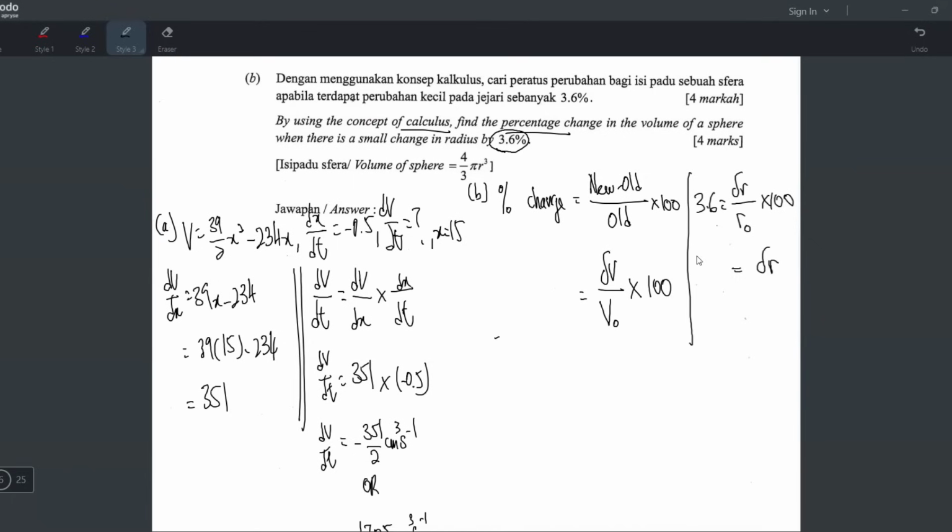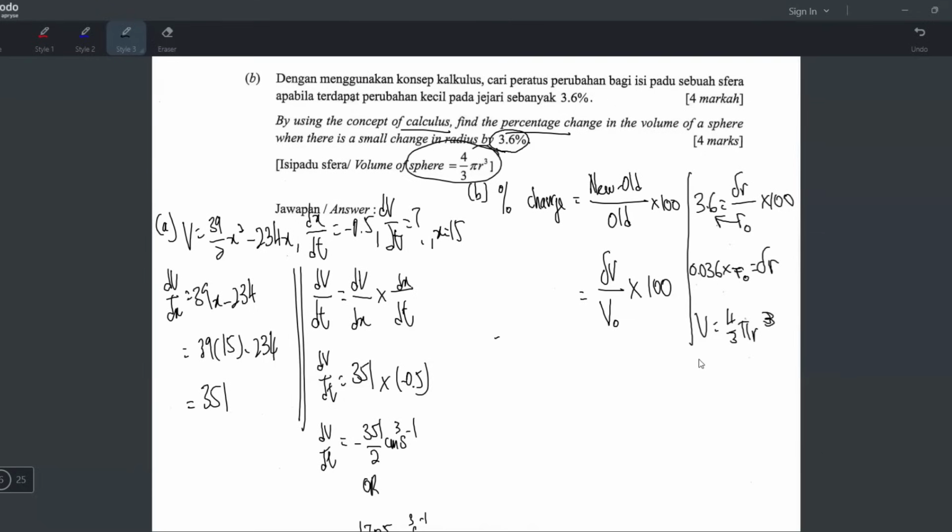3.6 divided by 100 is 0.036, and then divided by R original, it becomes times R original equals like that. The reason why I find delta R is because later I have to take this equation, V equals 4/3 pi R cube, and then differentiate. After differentiating, I have to use the formula dy/dx almost equals delta y over delta x. But in this case, it will be dV/dR. And the delta R we already have here.